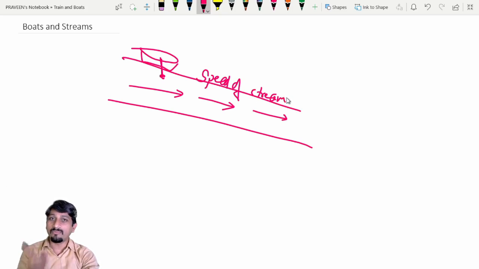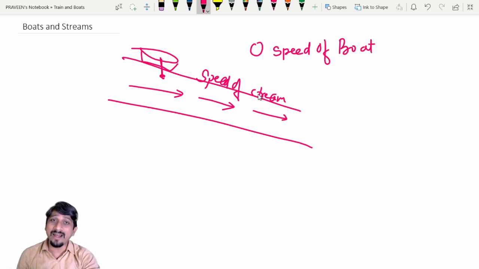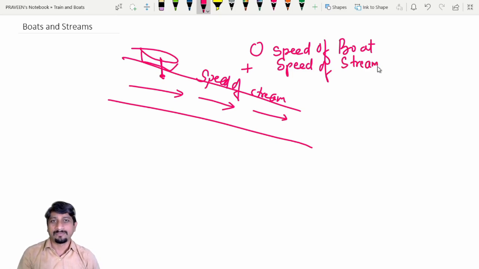The speed of the boat is 0 here when we have not tied it to anything and we are not rowing. So the speed of the boat is 0 here. Understand this. But still it will run, because the speed of the stream will be added. Now, if there is no stream, that is called the speed of the boat in still water.